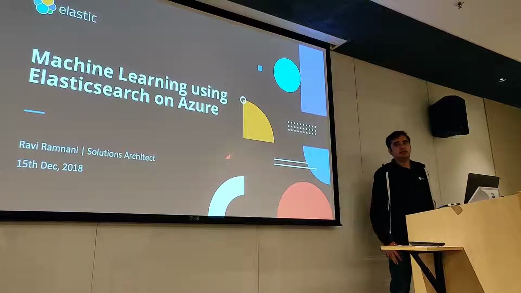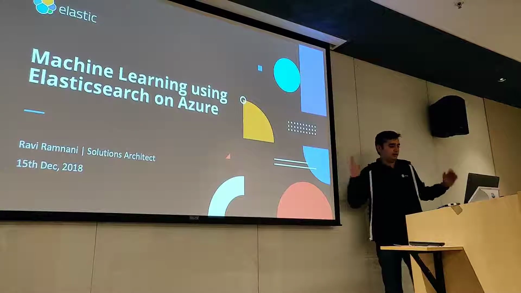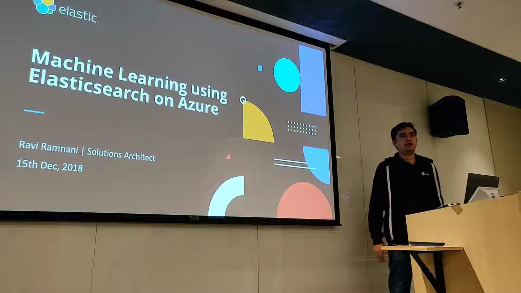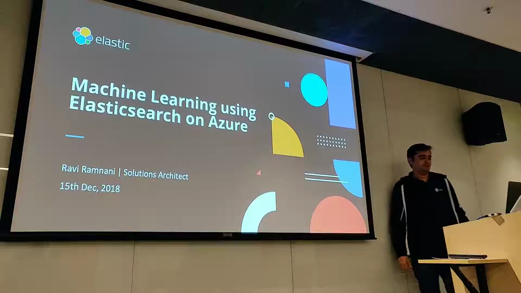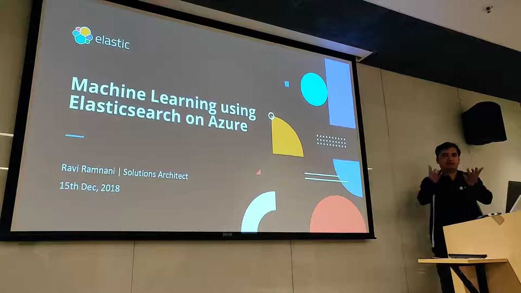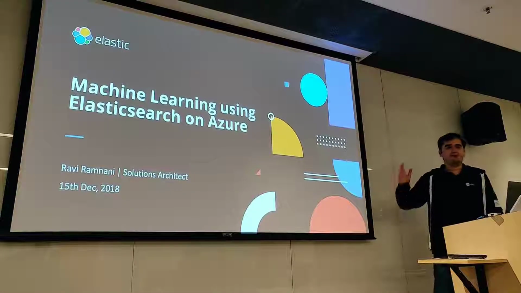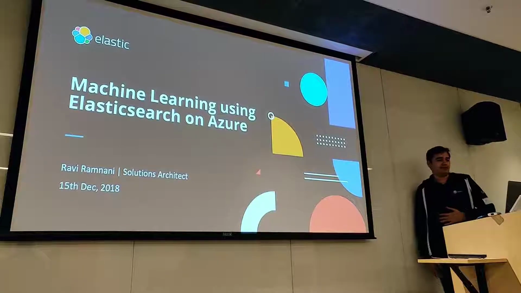Yes, please. Okay. So my name is Ravi, Ravindra Ramanani. I'm a solution architect with Elastic. We got an opportunity through Augustine to come and present here, so thank you, Augustine. I'll start with that.